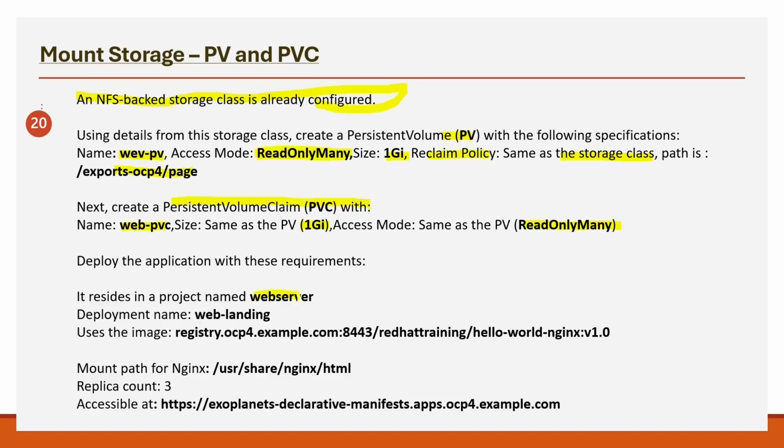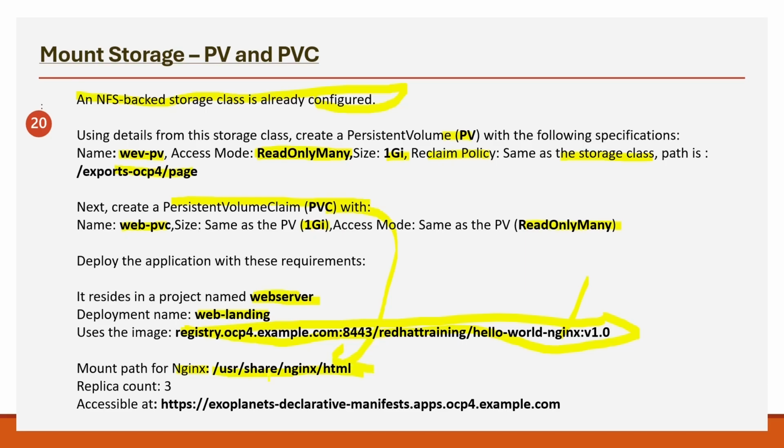Okay, so the next thing is deploy the application with these requirements. It resides in the project named web server, so first you need to go there, then only do anything. Create a deployment web landing. The deployment name is web landing and we have to use this image name. The mount path of nginx is /usr/share/nginx/html, which means the PVC which we created should be mounted at this path.